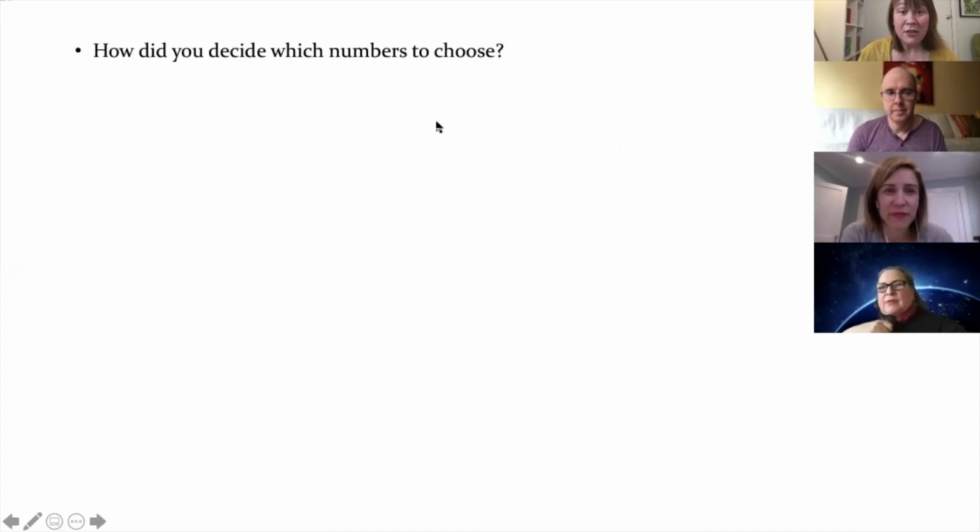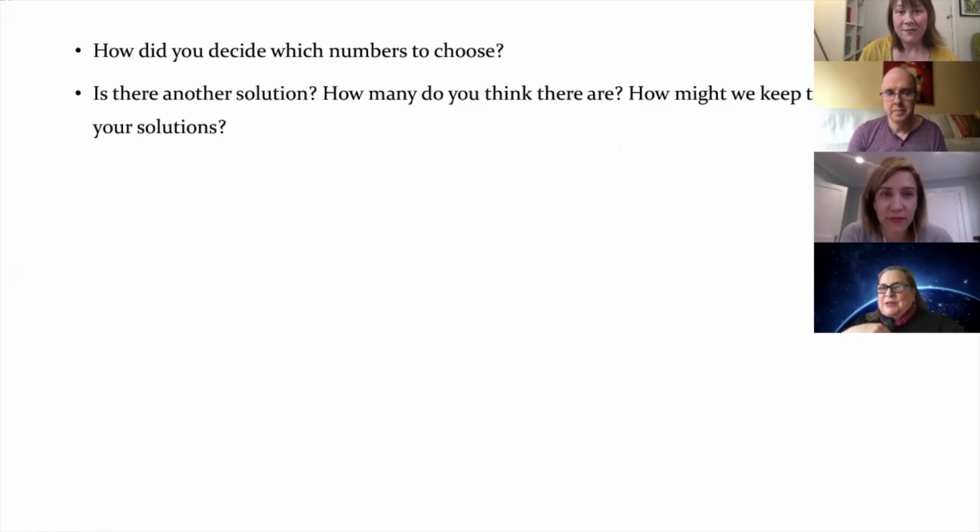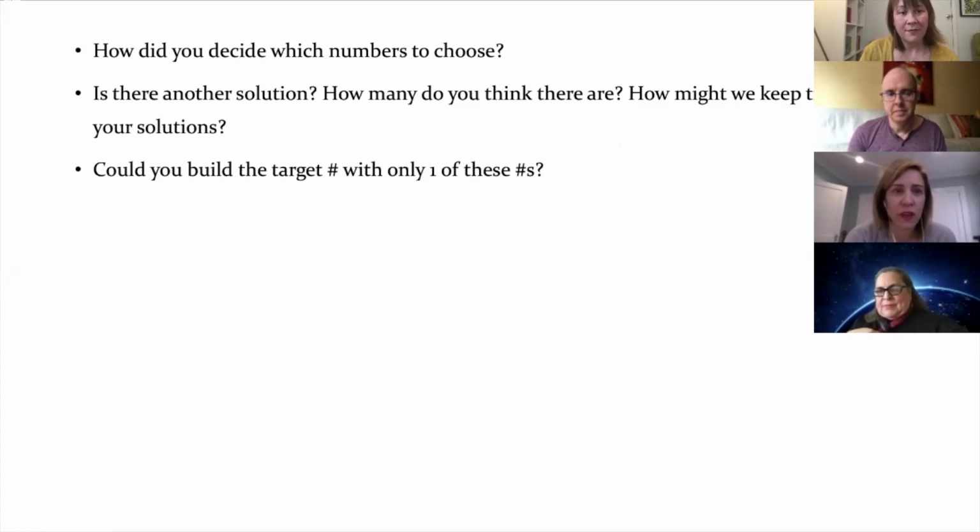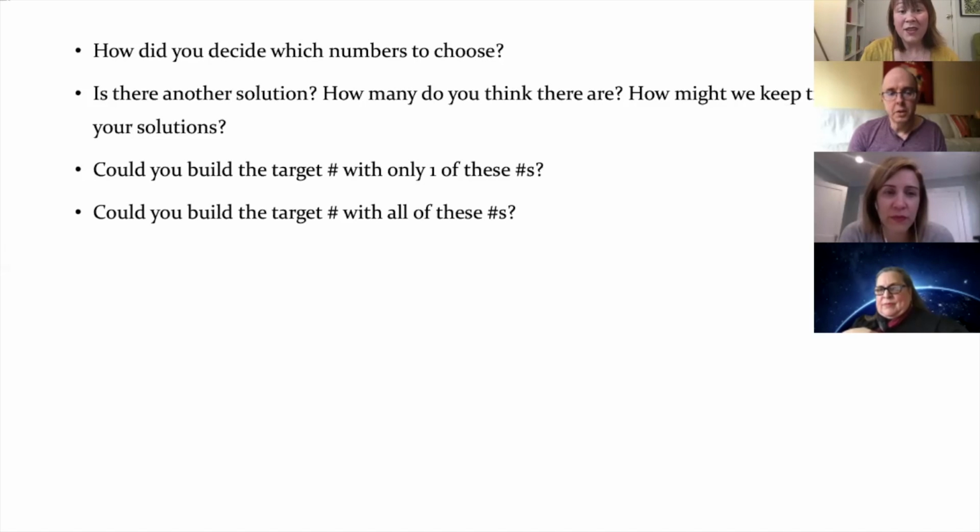How did you decide which numbers to choose? Is there another solution? How many do you think there are? How might we keep track of your solutions? Could you build the target number with only one of these numbers? Could you build the target number with all of these numbers?